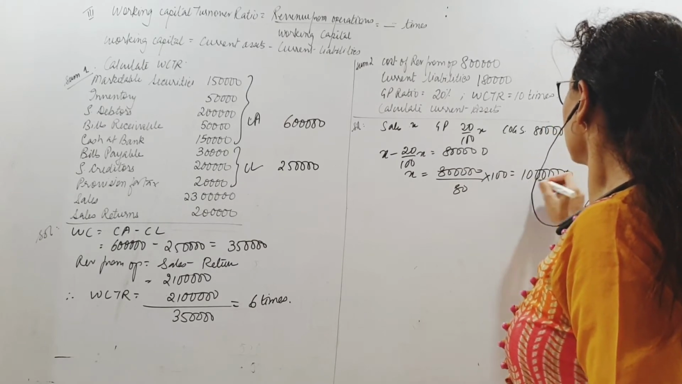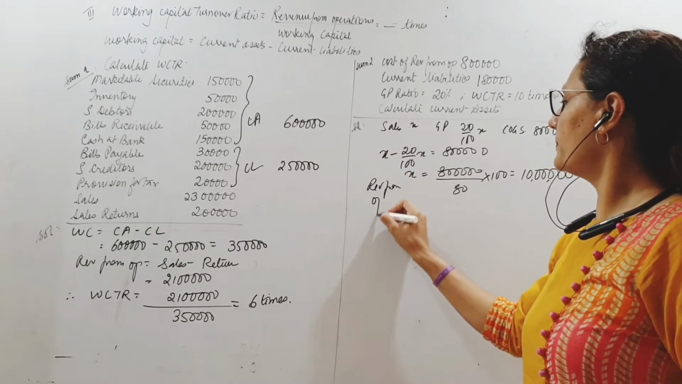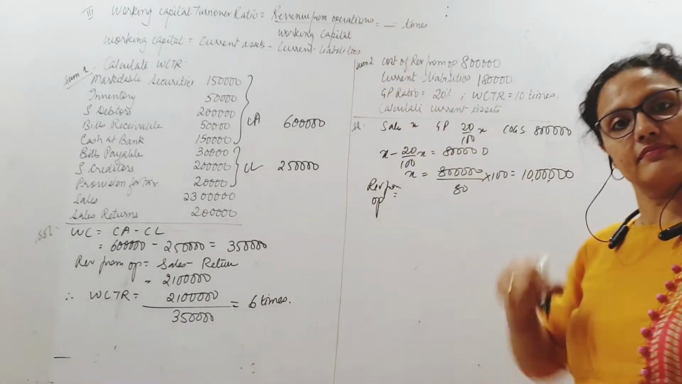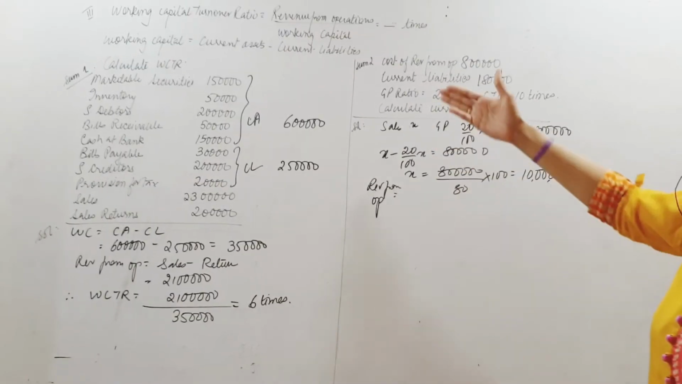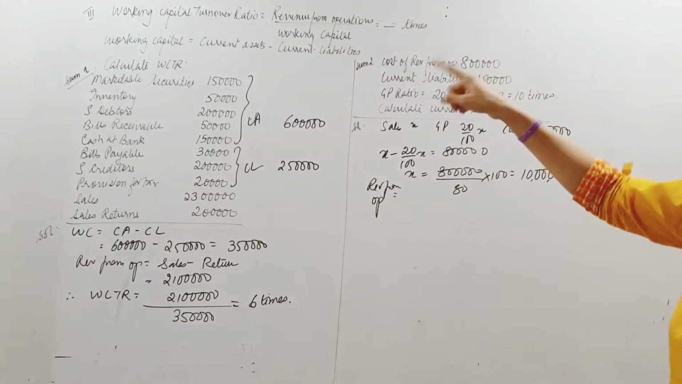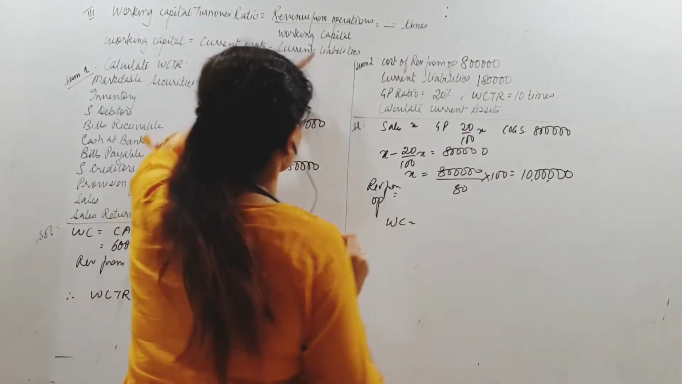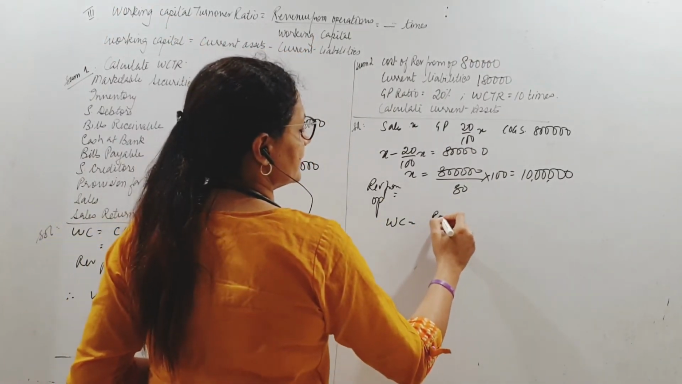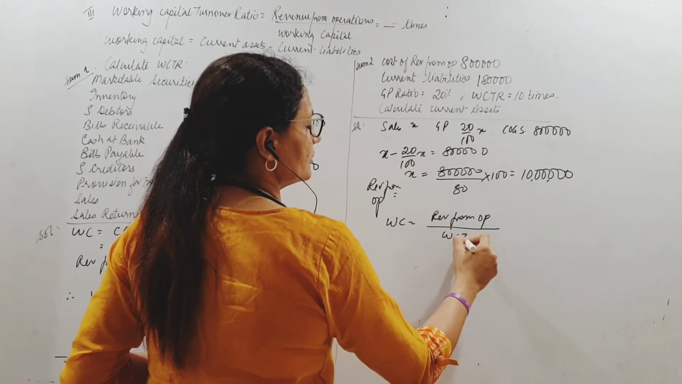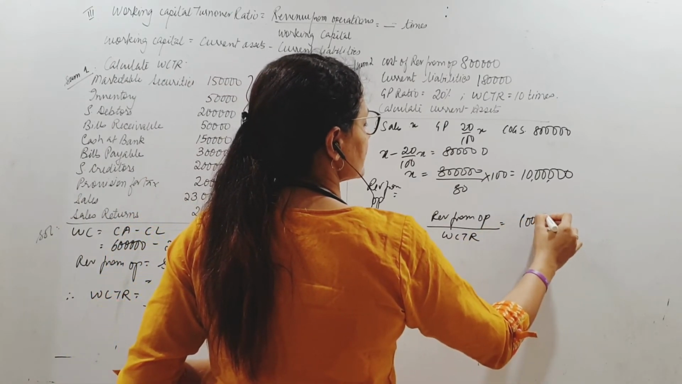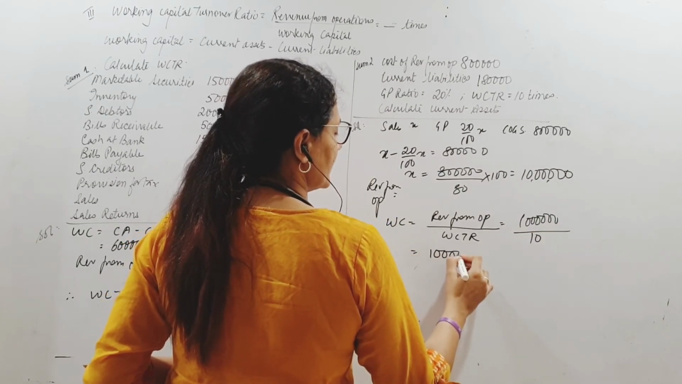Okay? 10 lakhs is the sales, revenue from operation. Then you have been given your working capital turnover ratio, 10 times. So that means I can find out working capital from that ratio. Working capital, if I take working capital this side, is revenue from operation divided by working capital turnover ratio. So this is 10 lakhs. We've already calculated that. The ratio is given as 10. So working capital is 1 lakh.